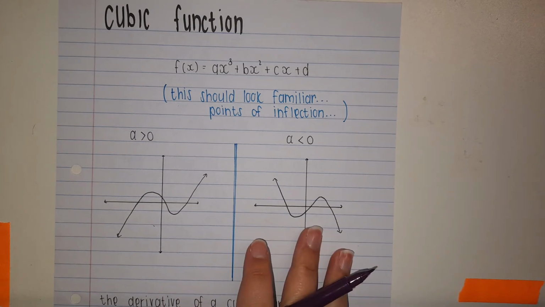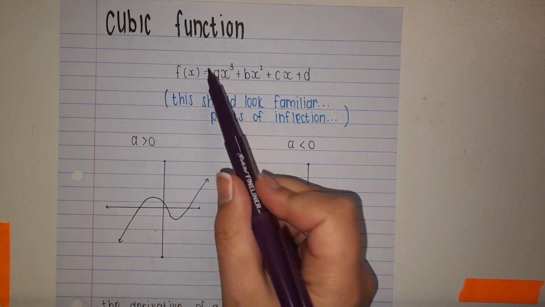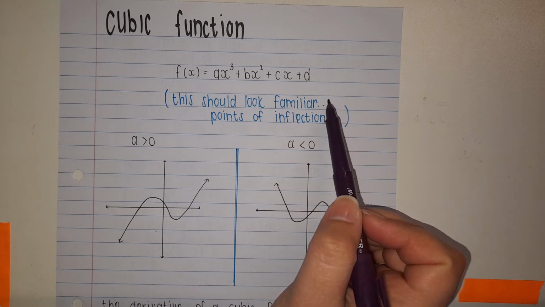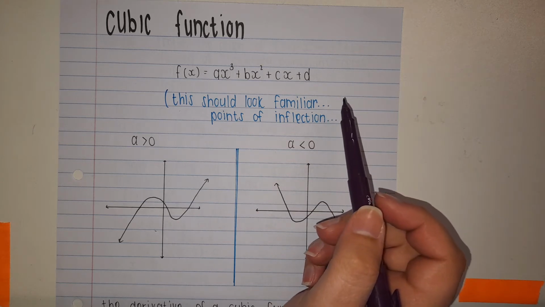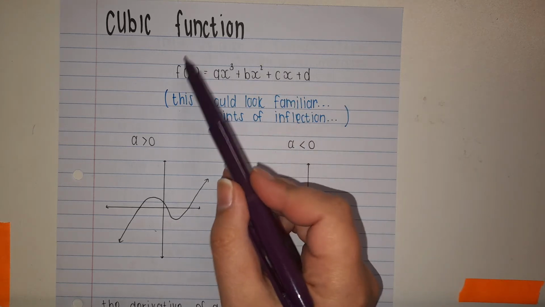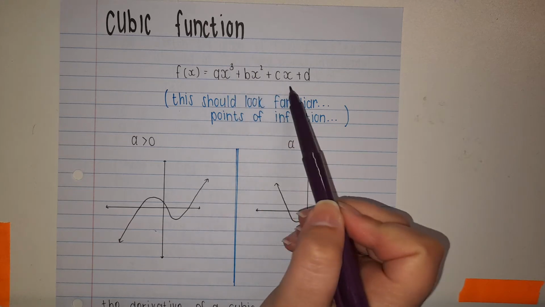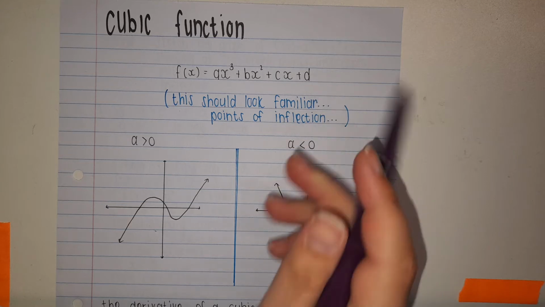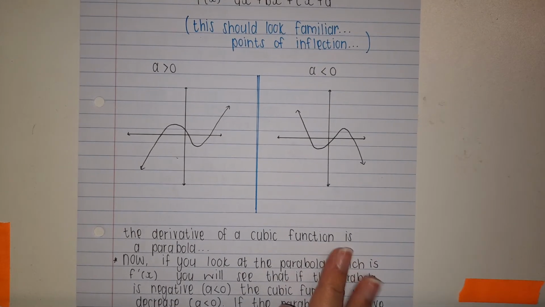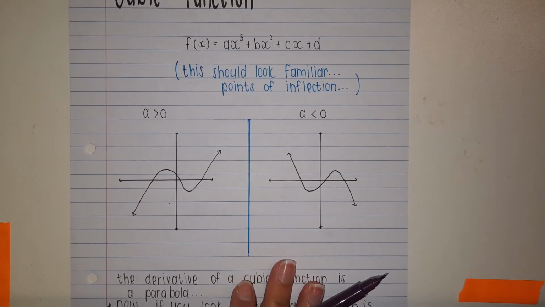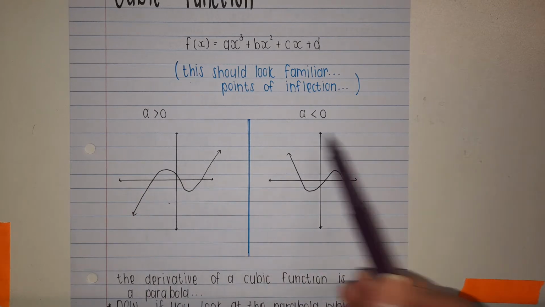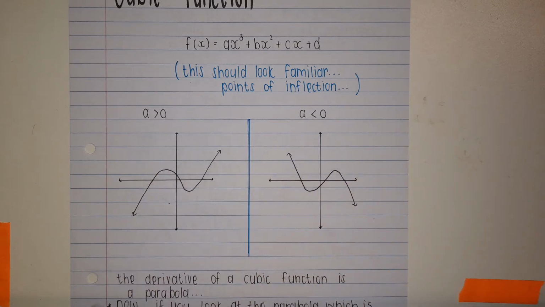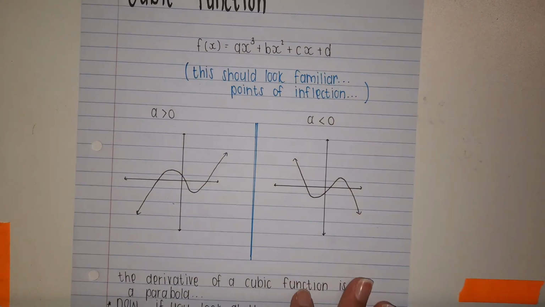Okay, so our cubic function formula should look familiar because we just did it in points of inflection. With the cubic function, you're going to have an x cubed, x squared, x to the power of 1 and just your constant. This is the point where you'll be able to see the form, whether it's increasing or decreasing, from our function.